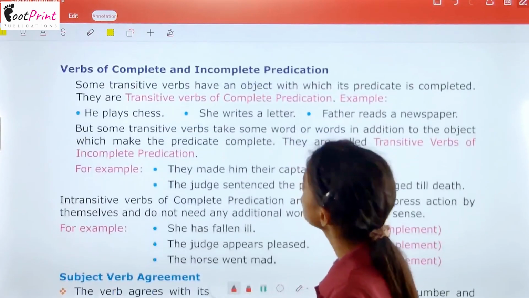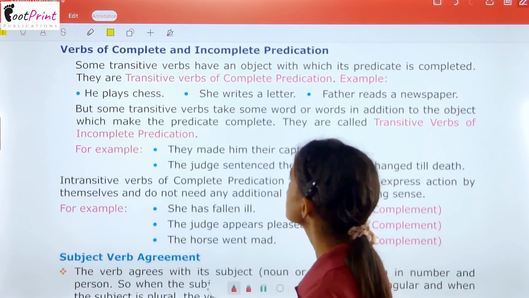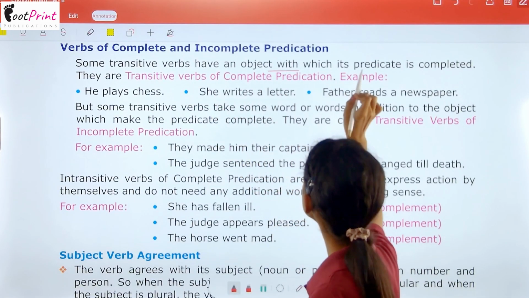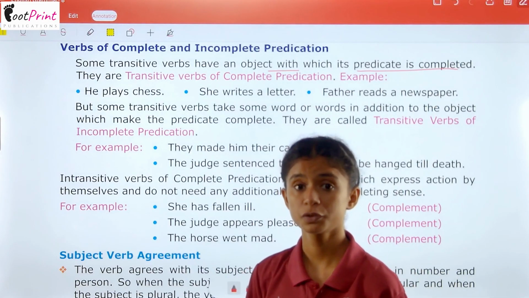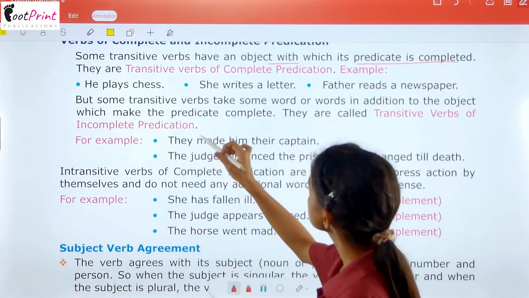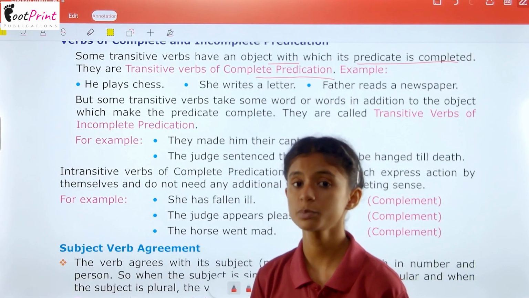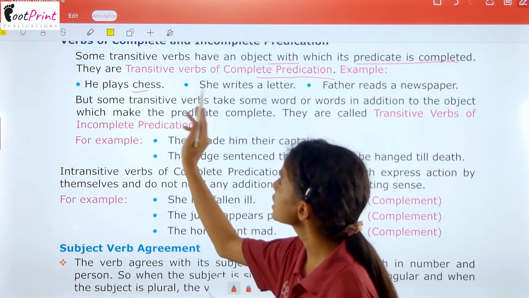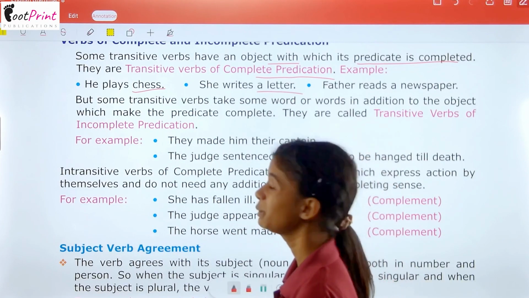Now, verbs of complete and incomplete predication. What are these? Some transitive verbs have an object with which its predicate is completed. So some transitive verbs have an object which completes the sentence. They are transitive verbs of complete predication, okay, because the object becomes its predicate. They play chess, so it is the predicate. She writes a letter, okay, a complete predication.